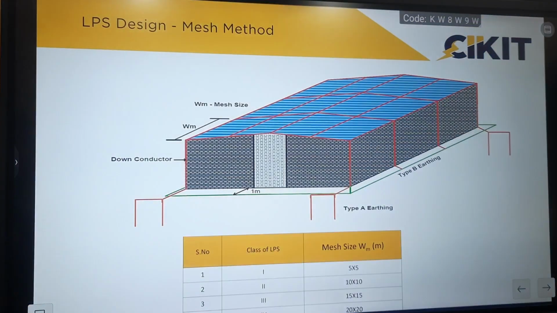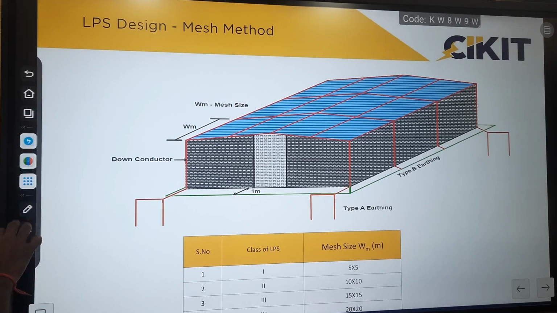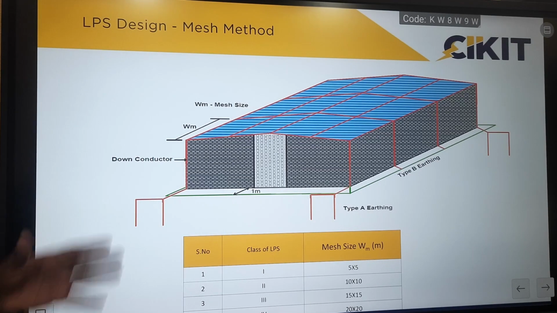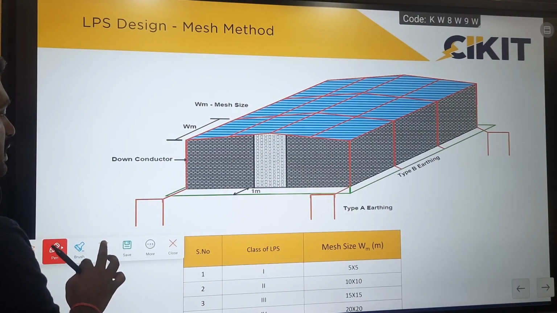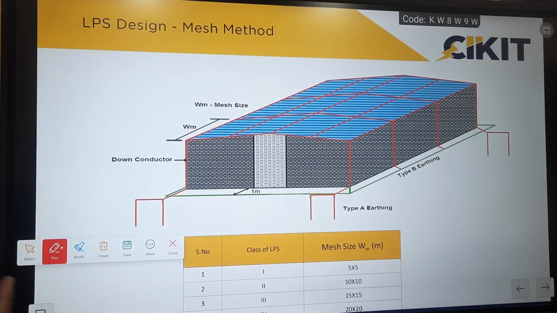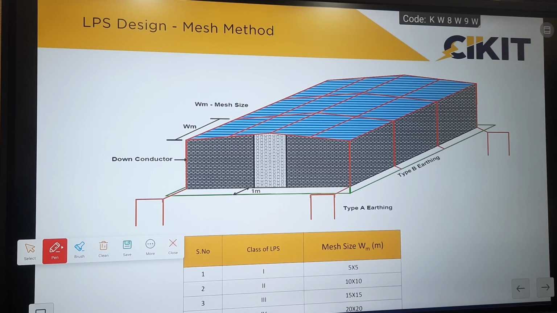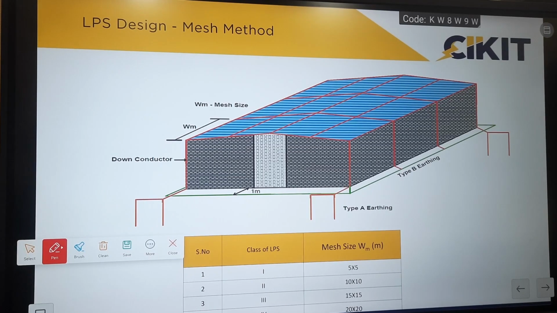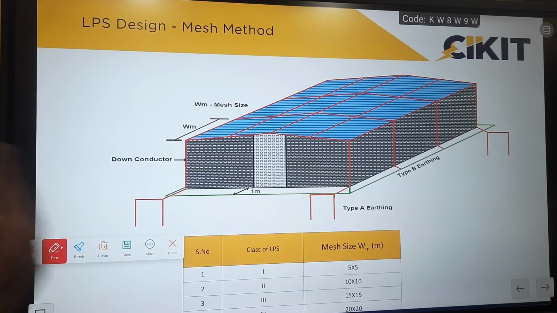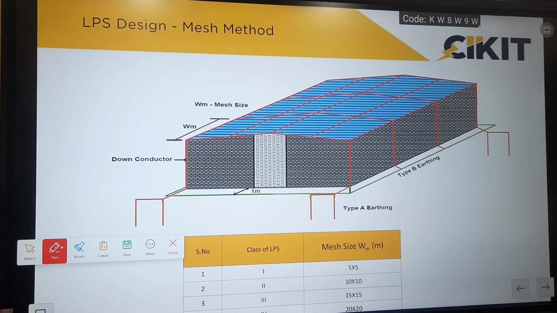So the second method is the mesh method. In the mesh method, we simply lay the conductor in the form of a mesh over the structure to be protected. Earlier, this method was commonly used in industries with metallic roof sheets. But nowadays, because of rooftop solar, we are not preferring this method, because the height of the solar panels will be higher than the conductor laid on the metallic structures. So the solar panels will not be protected by the mesh conductors which were installed earlier. So nowadays this method is not commonly used by many people because of rooftop solar panels.